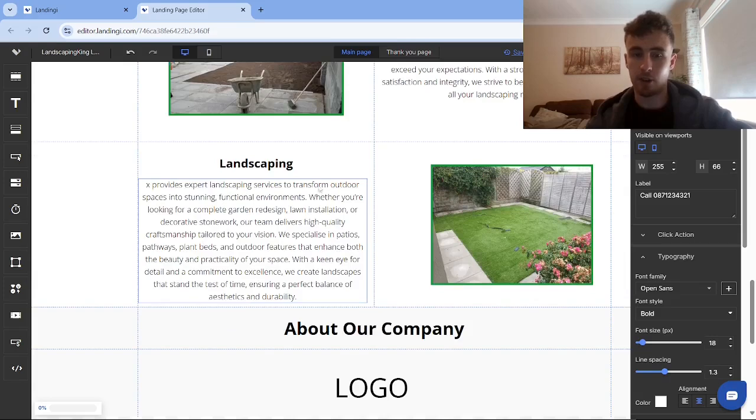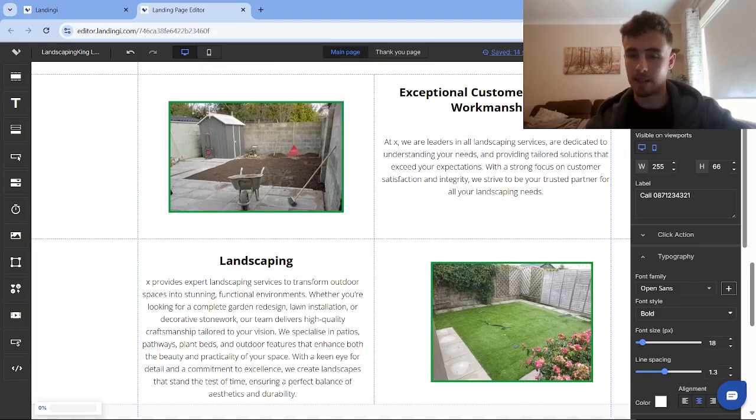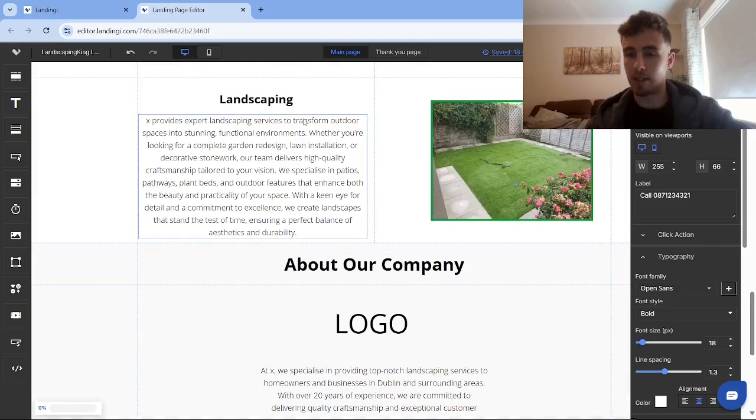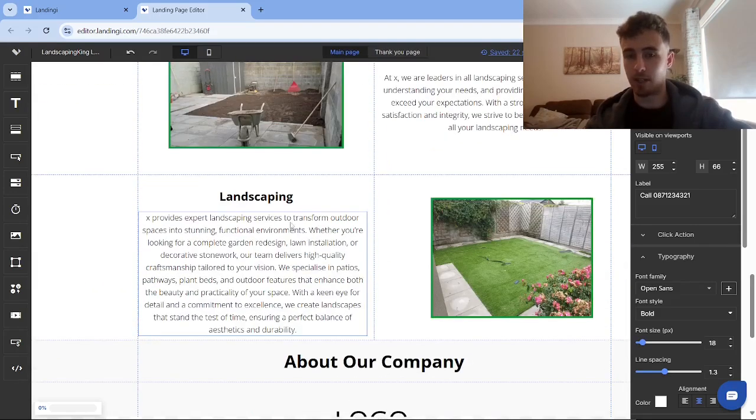And obviously for each service, whether it be landscaping, patio installation, fence installation, or artificial grass, you make this landing page specific to that service. But for all ad groups, the template of the landing page is more or less the same, but the wording and photos on each will be different depending on the service of that ad group.